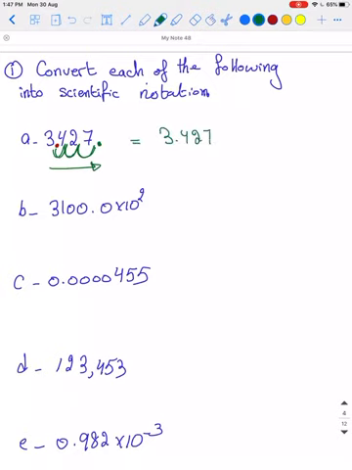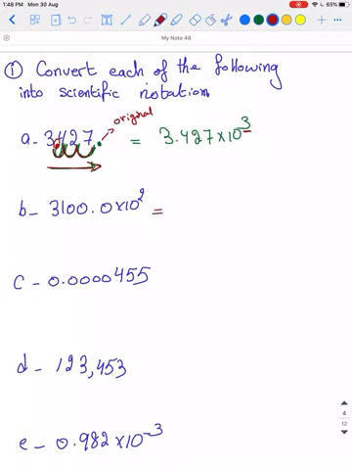So the answer is 3.427 multiplied by 10 to power 3, which is the number of displacements. So to the right side from the original. So the one that should be obtained is 3.427, such that it's a number between 1 and 10, which is away from the original, the green one, from the original point. It's away from it 3 displacements to the right. So because it is to the right, the power here should be positive.